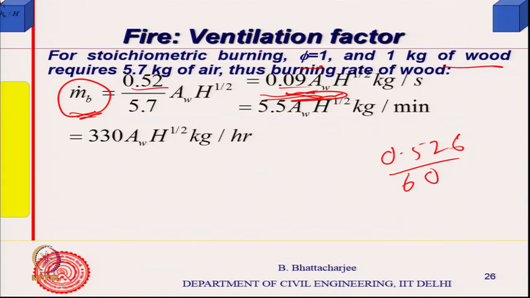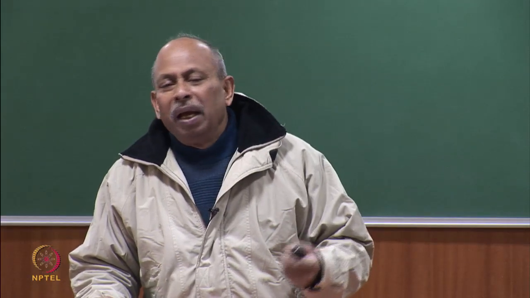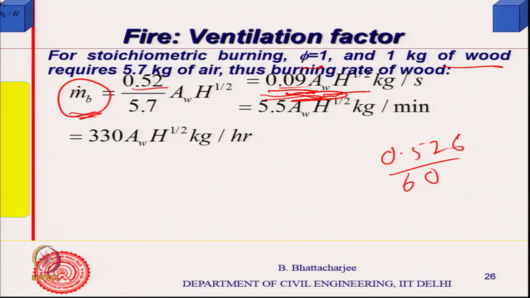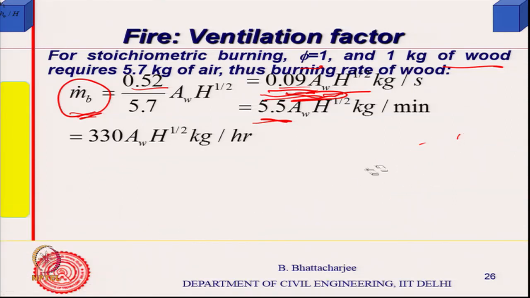Burning rate we have defined is the rate of production of product of pyrolysis. So, that is given by 0.09 AWH to the power half, which if I multiply by 60, how much do I get? 5 point, yeah, something like that. So, kg per minute. Therefore, burning rate of wood is given by 5.5 AWH to the power half, and if I take it in hours, then this is 330 AWH to the power half.